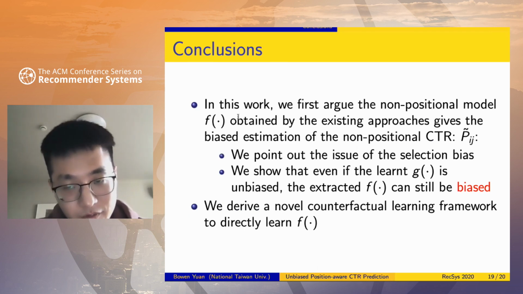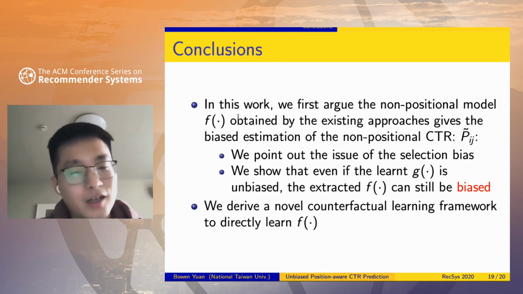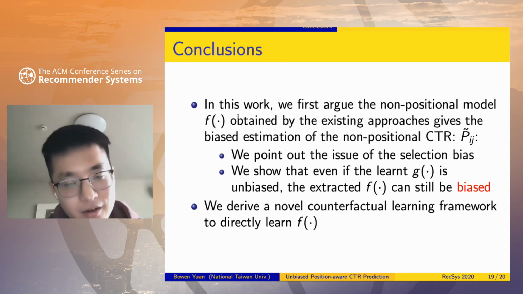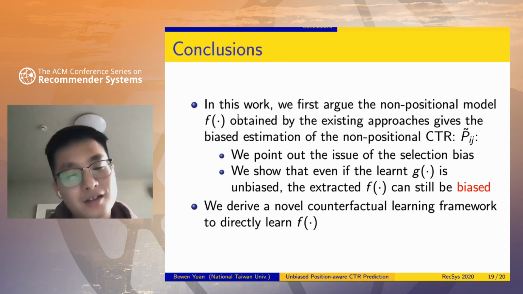In this work, we first argued that the non-precisional model F obtained by the existing approach gave a biased estimation of non-precisional CTR, because we first point out the issue of the selection bias. Next, we show that even if the learned precisional model is unbiased, the extracted non-precisional model can still be biased.